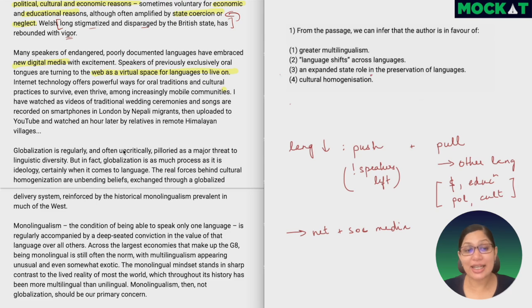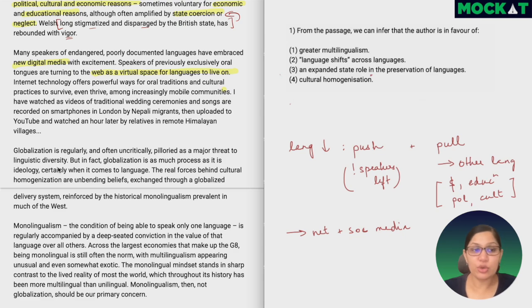Globalization is regularly and often uncritically pilloried as a major threat to linguistic diversity. What is pillory? Now, a pillory was something which was used almost like a punishment device. So globalization is what is being criticized as a major threat to linguistic diversity. Just see how it is written. Globalization is regularly pilloried. So this is something which people regularly do. The author may or may not do it. Right? This is something which someone else is doing, something which someone else is saying.